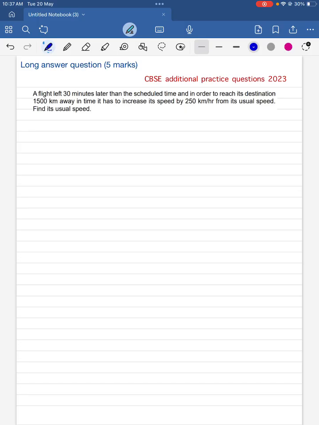Today we'll be tackling an interesting real-life application of quadratic equations, and the question is from the CBSE Additional Practice Questions, which was released in 2023. Okay, so let's get started.